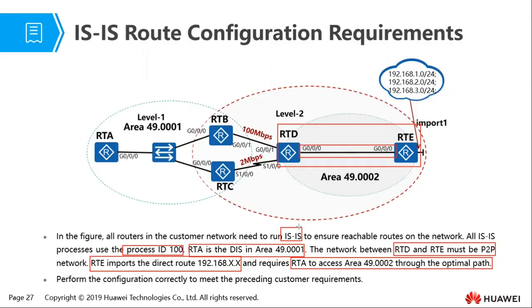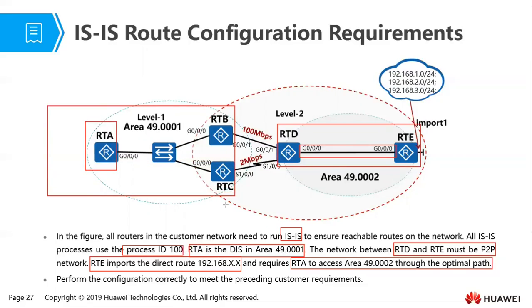Generally, number one, we need to configure IS-IS to run on all the routers with a process ID of 100. Number two, we configure RTA to be the DIS. What do we need to change in RTA to make it the DIS? You see here, we are going to have an election because that is a broadcast network, right? So what do we need to configure in RTA in order to ensure that it becomes the DIS in that area?